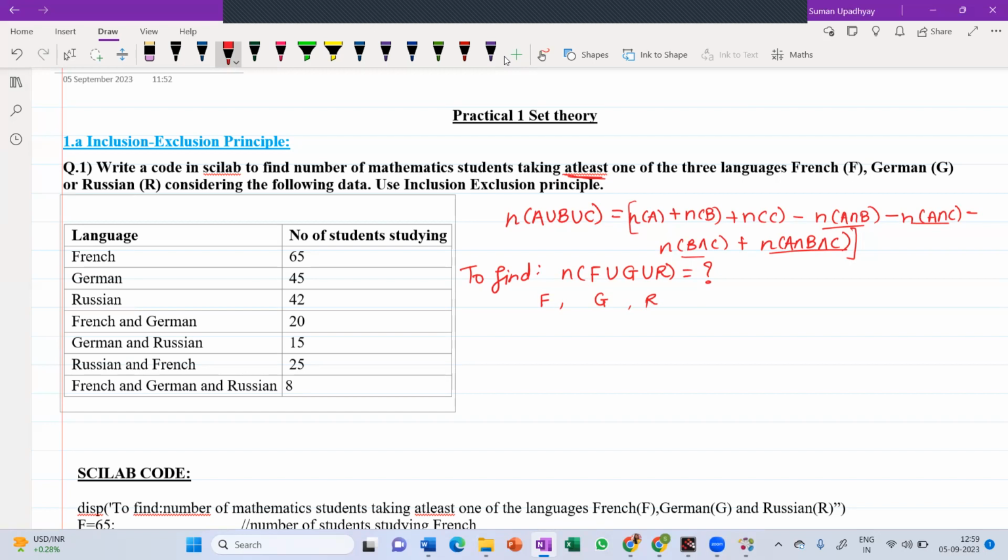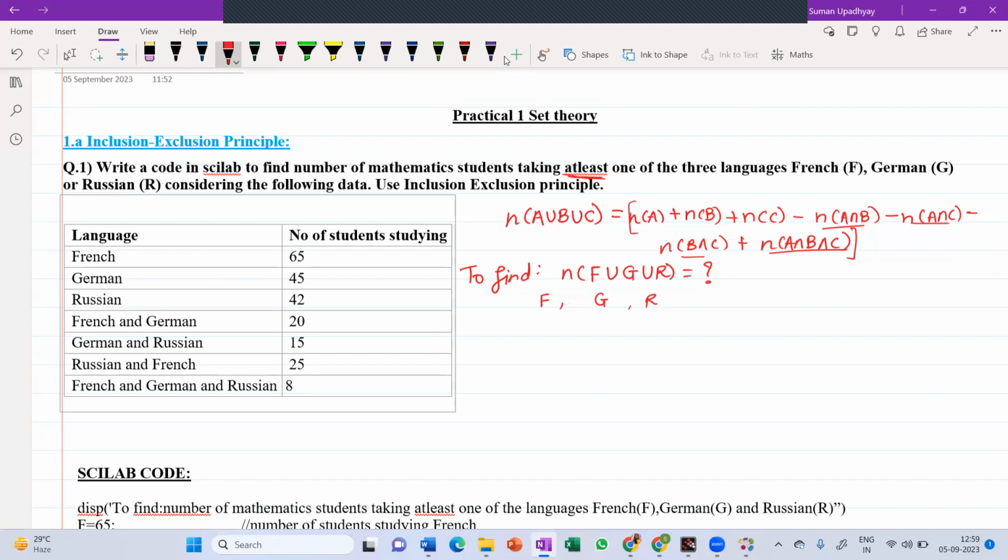All right. So what we have to do is type a code in such a manner that we define the variables, we store this data in those variables, and we use this formula. Obviously, to calculate the answer of a required question in SCILAB, we have to explain what the inclusion-exclusion principle is to SCILAB, because SCILAB is not aware of what the principle of inclusion-exclusion is. So we are going to explain what the inclusion-exclusion formula is, and what all things are required to put in the formula.